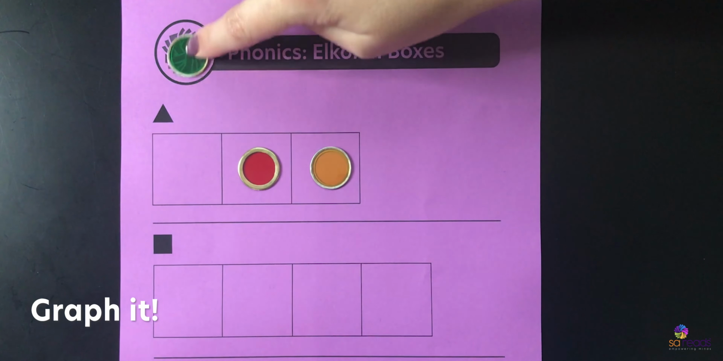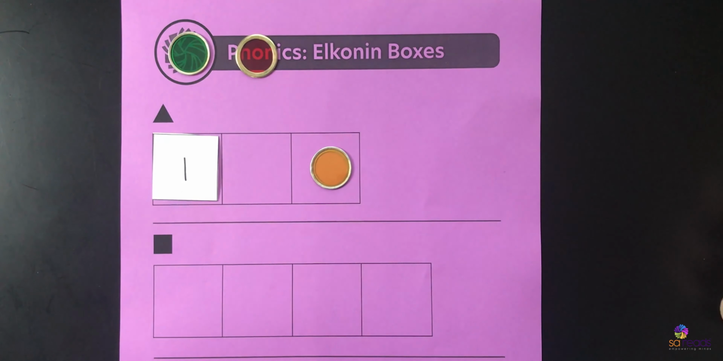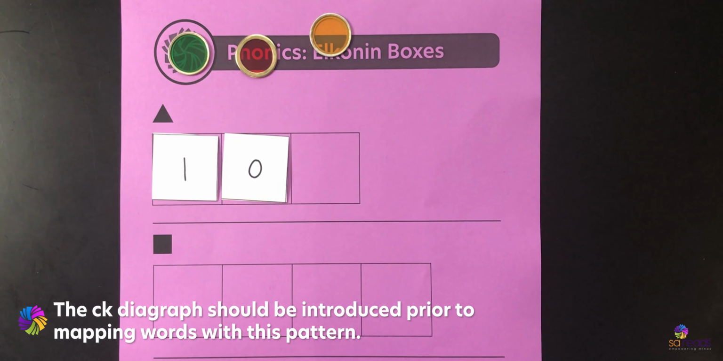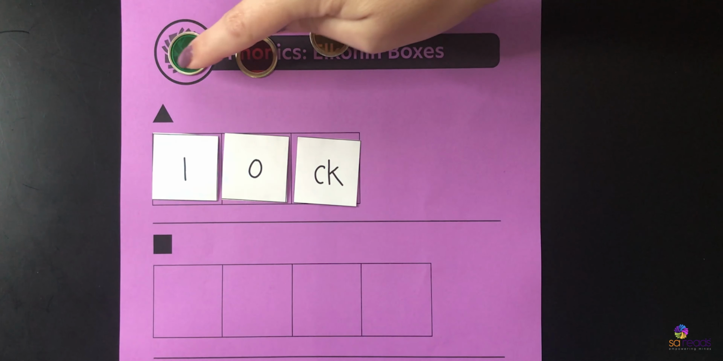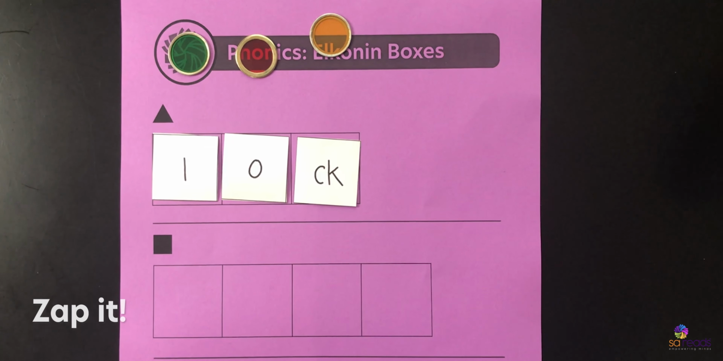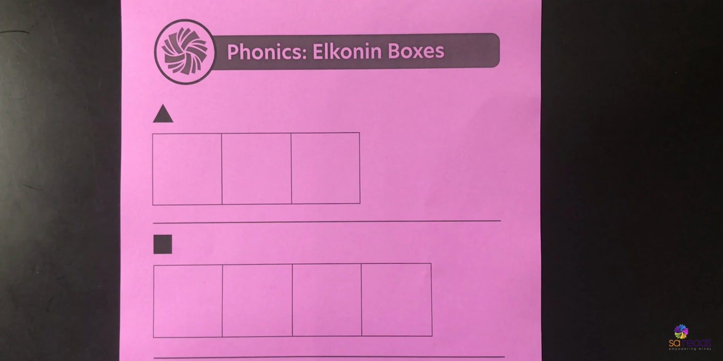The initial phoneme, the medial phoneme, a, and the final phoneme. Since it's at the end of the word or a syllable, I know that this hard k sound is made by the CK digraph. A, k. Lock. I'll zap it with my magnet. All done.